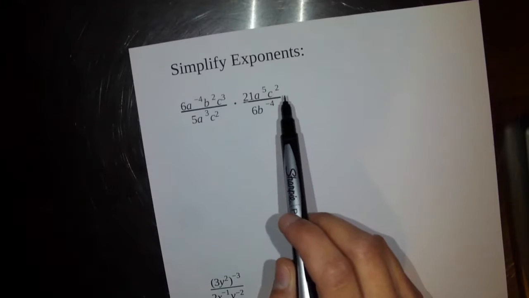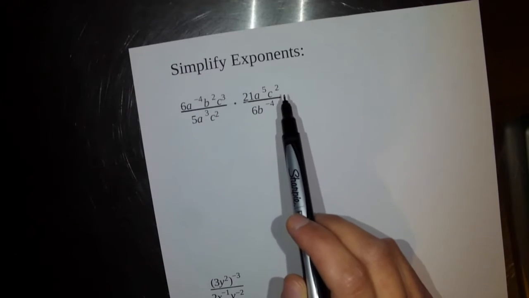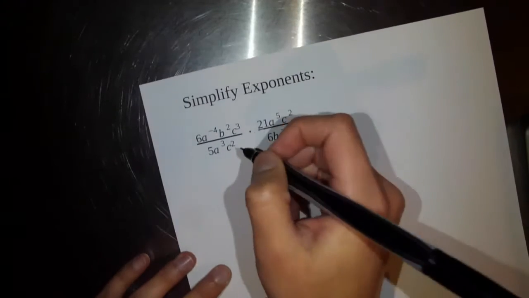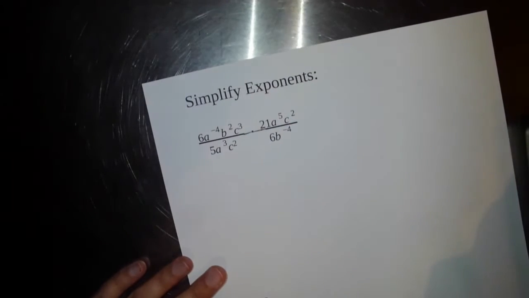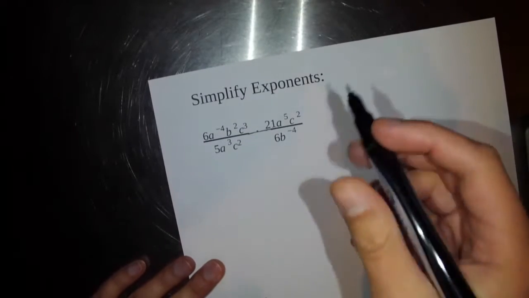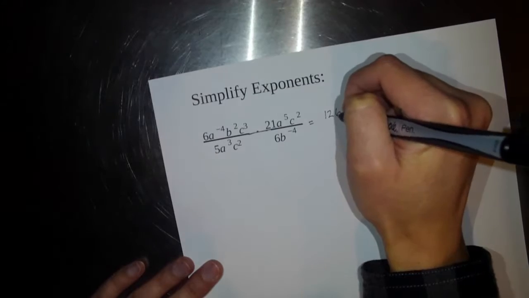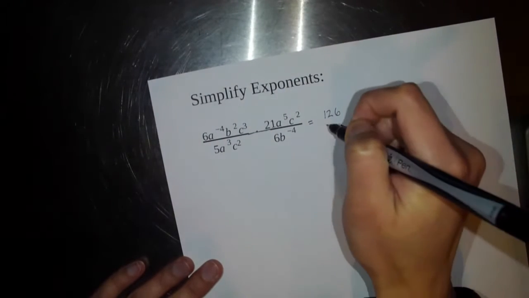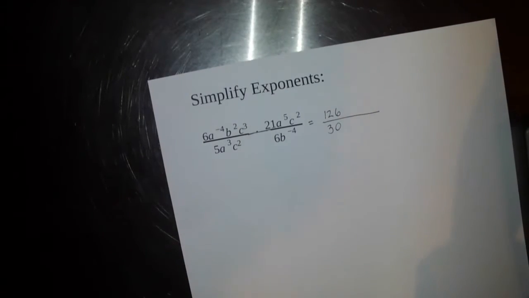When I go to multiply these, I like to work one row at a time. So going across the top row, I would multiply the numbers, the 6 times the 21. So I'm just going to ignore this multiplication symbol and just continue that fraction bar. So going across, 6 times 21 would be 126. And on the bottom, I have 5 times 6, that would be 30. So that's just for the numbers. I treat them like the numbers.